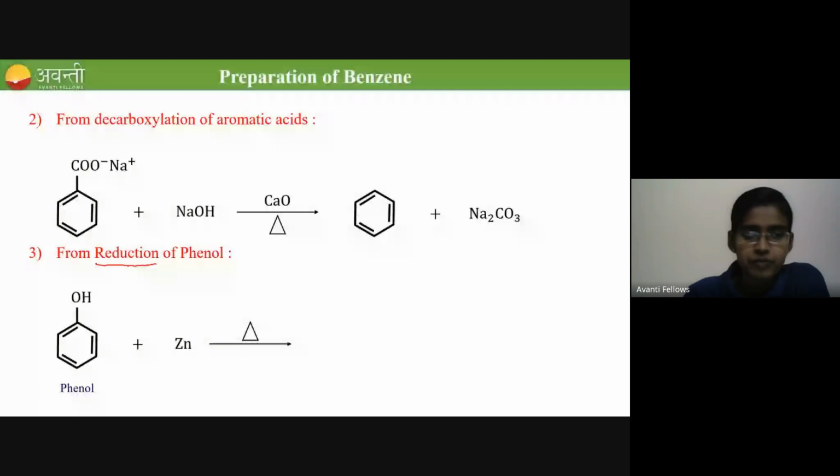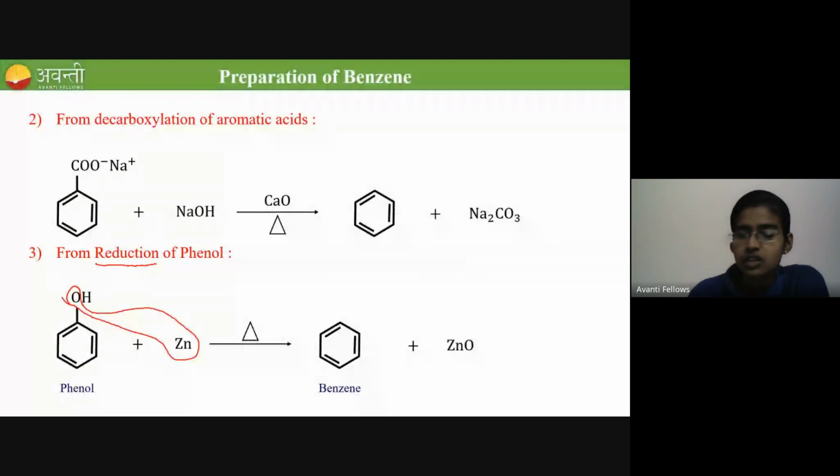Now, the third is the reduction of phenol. So, what is phenol? This is phenol. And what you have to do? You have to reduce this phenol. For this reduction purpose, we need a reducing agent. So here in this reaction, we are going to use zinc metal and heat it up. What is reduction? Removal of oxygen. So the oxygen is removed as ZnO, and we are getting C6H6. So by reduction of phenol, you are getting benzene. So these are the three very important main preparations for benzene.